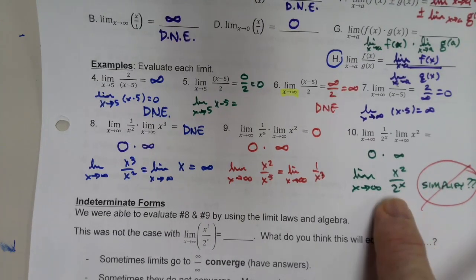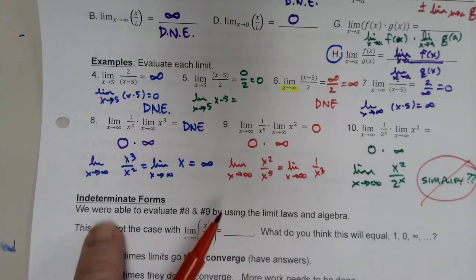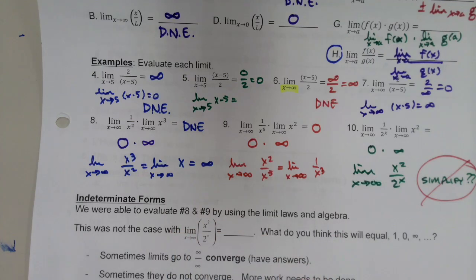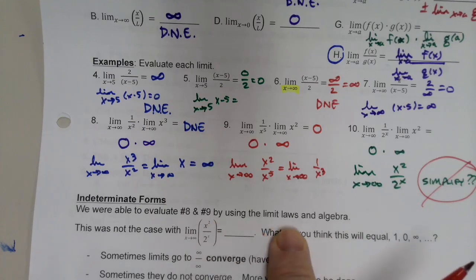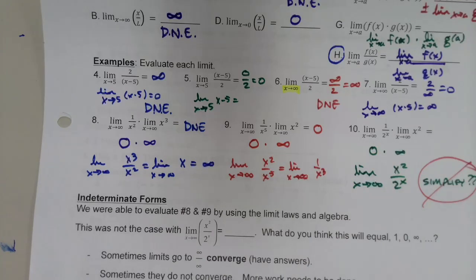A way to evaluate these when they are in a form that's indeterminate. As you can see here, of 8, 9, and actually 10, we were able to evaluate 8 and 9 by using our limit laws and algebra. Unfortunately, with example number 10, we ended up with something that would be considered an infinity divided by infinity. Will this equal 1? Will this equal 0? Will it be infinity or some other number?